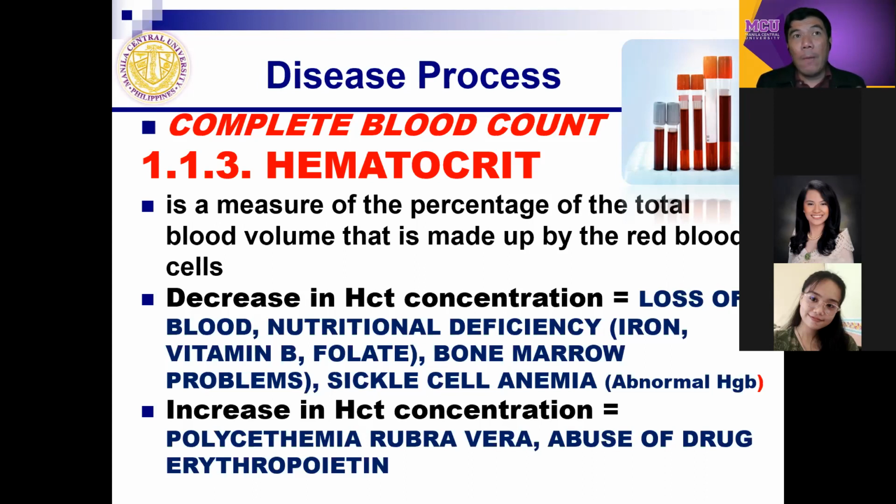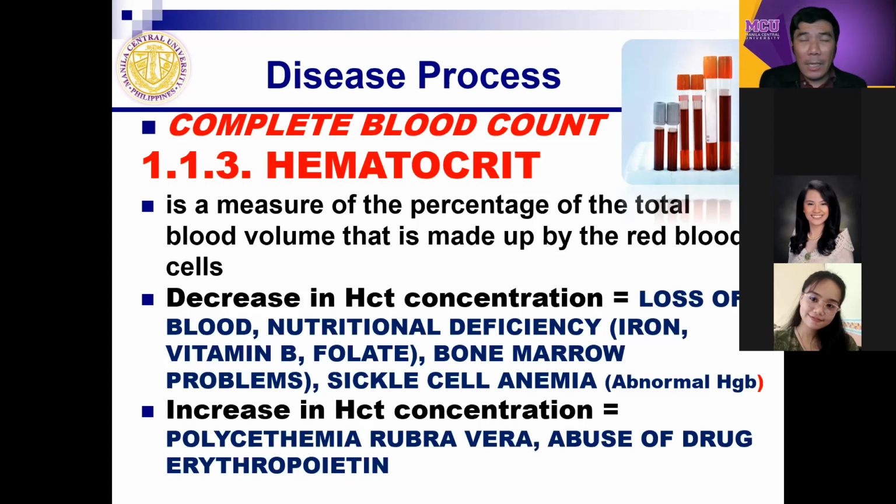So we all know na as what we have mentioned in the previous slide, ang red blood cell, pinoproduce siya ng bone marrow pero nagmamature ang red blood cell once it's already in the bloodstream. So pag nagka-problem si bone marrow, so there's a problem with the production of RBC. So less volume of blood. So that's decrease in the hematocrit concentration.